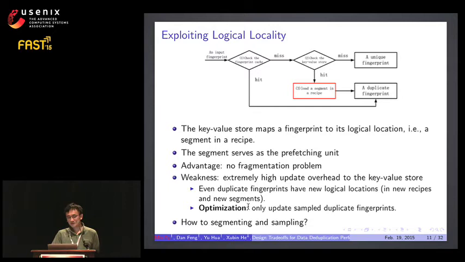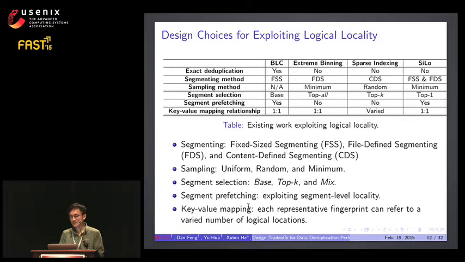a performance problem of this approach in some data sets where several references are very common, such as our virtual machine data set. So in this kind of data set, we recommend exploring a more complicated workflow than the simple workflow shown in the figure, namely the similarity detection approach. Actually, in logical locality, we have a lot of parameters and design choices, including segmenting, sampling, segment selection, segment prefetching, and key-value mapping. The table summarizes existing work, and we have a detailed discussion in the paper about the design choices and their combinations.